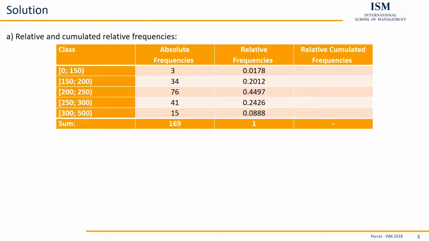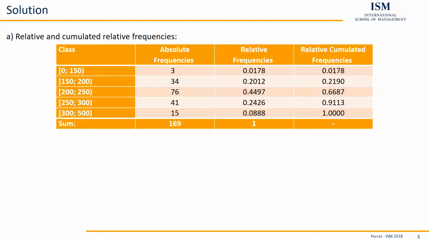So in the first class we have no previous class, so we have 0, and to the 0 we add the relative frequency of 0.0178, getting a total of the same value. To this 0.0178 we add the relative frequency of the second class, plus 0.2012, and get a total of 0.219. To this we add for the third class its relative frequency, giving us a total relative cumulated frequency of 0.6687. We do the same thing for the fourth and the fifth class as well.